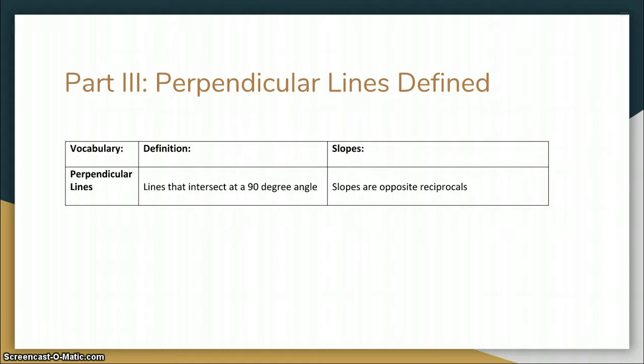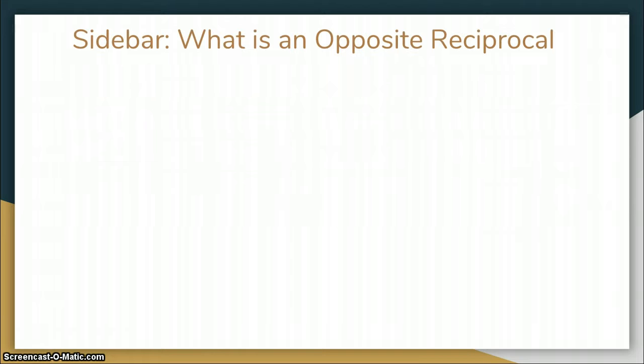Now, you're still working on the same note sheet, but you're going to want to flip over to the back or find some empty white space, because we're going to talk about what that term means. What is an opposite reciprocal? Well, it's made up of two parts. And the first part is opposite.